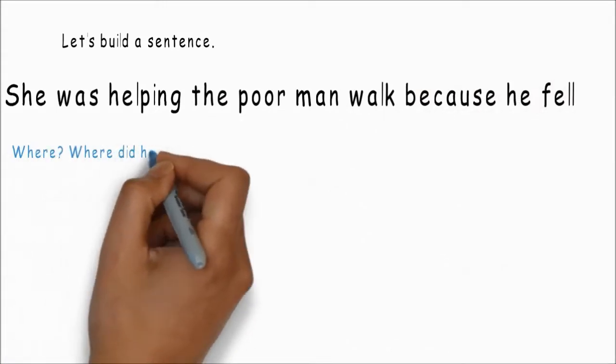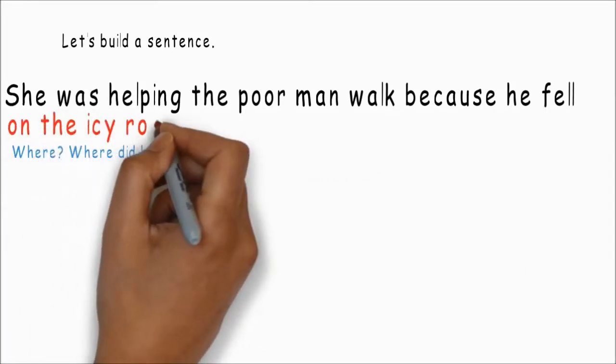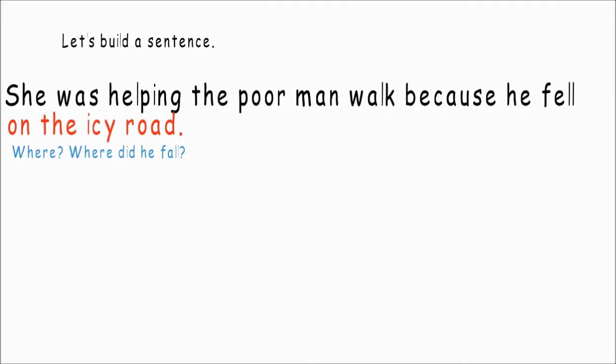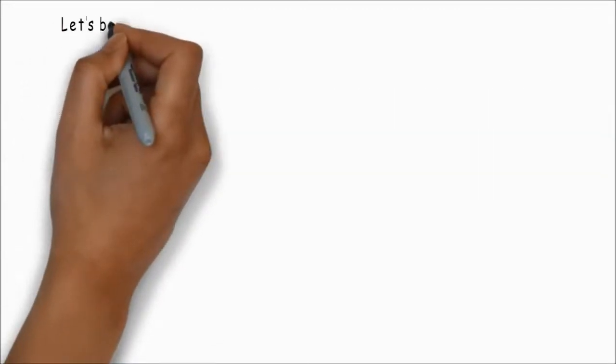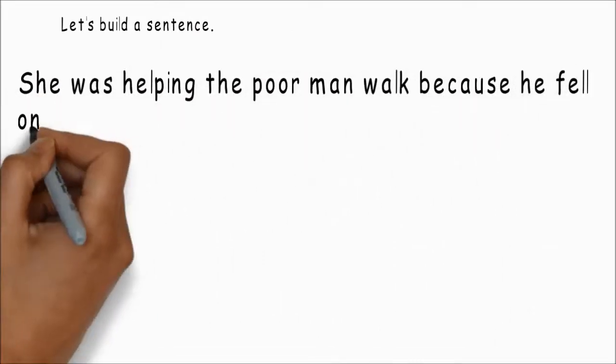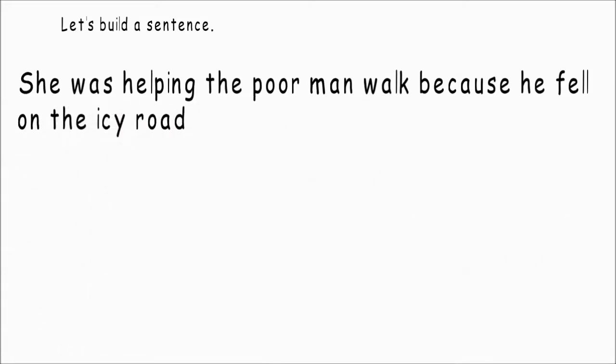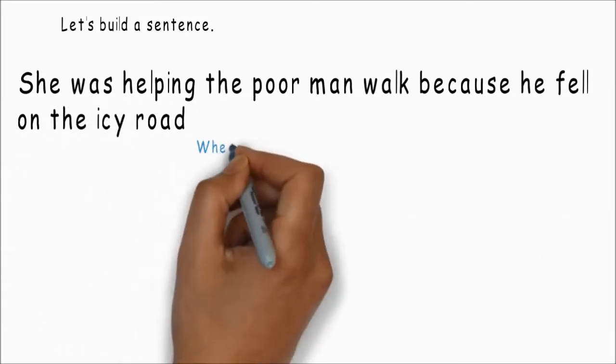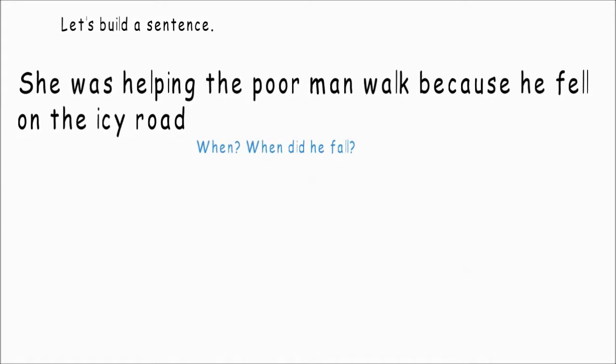Where? Where did he fall? On the icy road. Let's build a sentence. She was helping the poor man walk because he fell on the icy road. When? When did he fall? Before church.